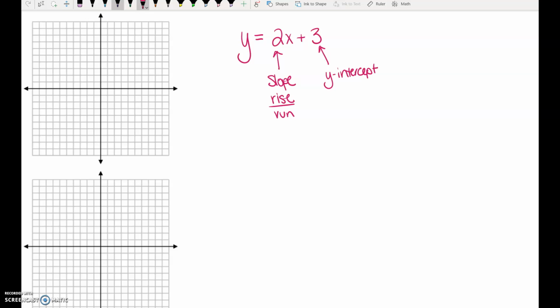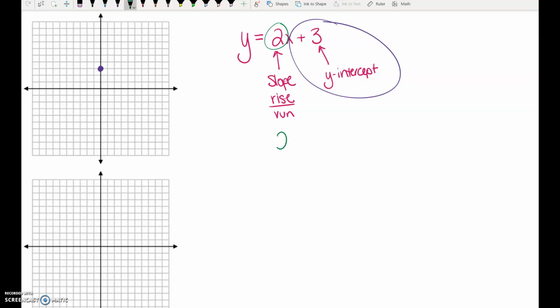So we are going to start at the y-intercept. The y-intercept is where this graph crosses the y-axis. So it's the up and down vertical axis. So we're going to start there at 3. 1, 2, 3. Then we're going to use the slope.